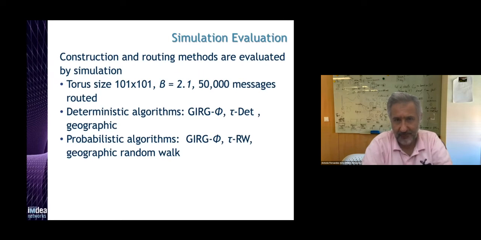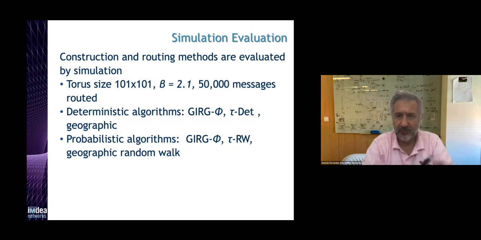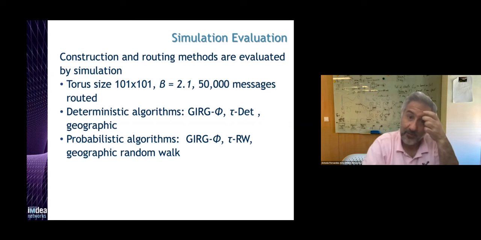So we have evaluated these two techniques, the construction of the network and the algorithm for routing, simulating in a torus of size 101 by 101. For the weights choice, we use a beta of 2.1, and in every scenario, we run 50,000 messages from source to destination. So we use 50,000 uniformly random chosen source-destination pairs in order to evaluate the performance.